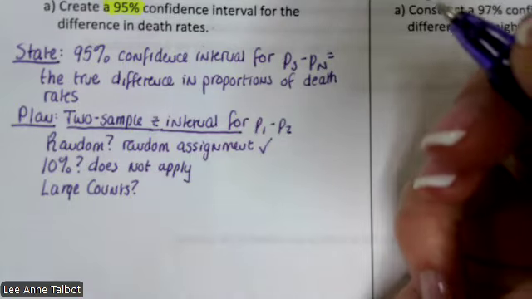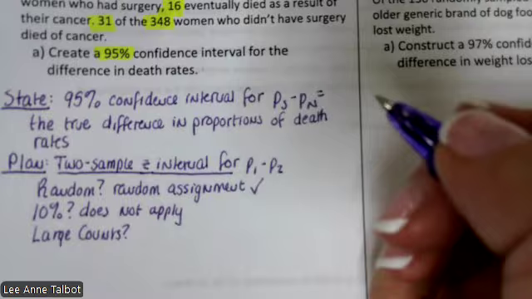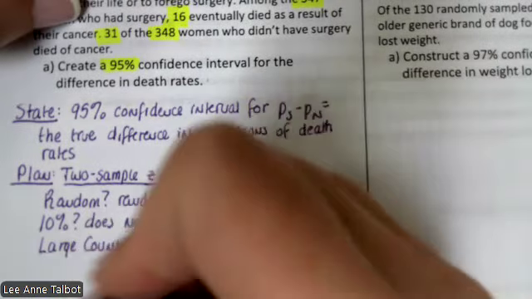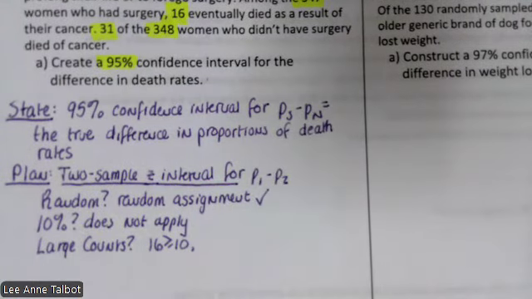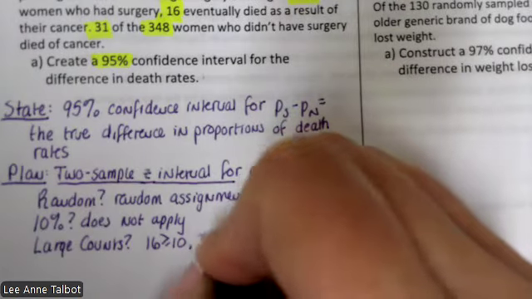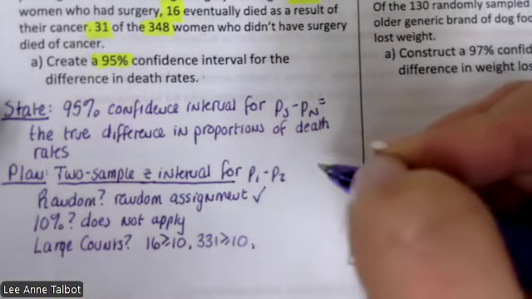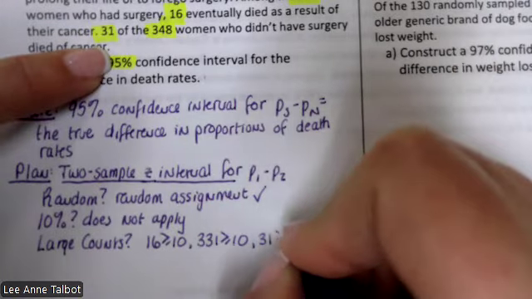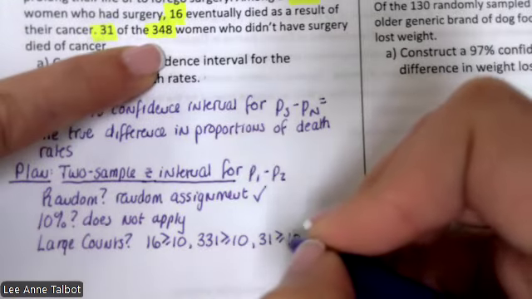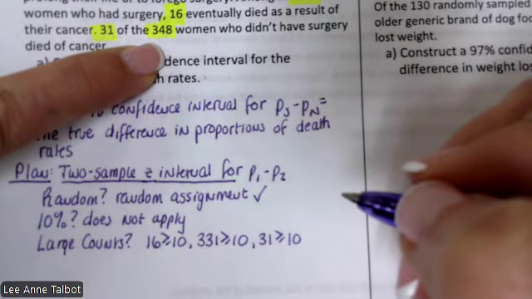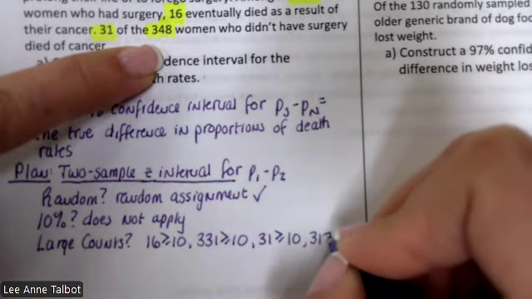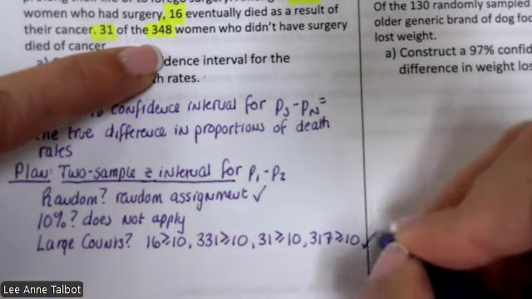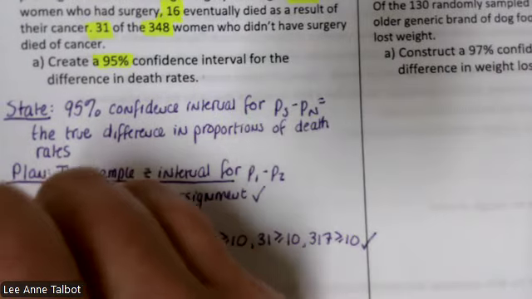Now on this one, we have successes and failures, right? Okay, I know 16 is greater than or equal to 10. What's 347 minus 16? 331. 331 is greater than or equal to 10. 31 is greater than or equal to 10. 317. Look at me go. Just move on. It's all made up.